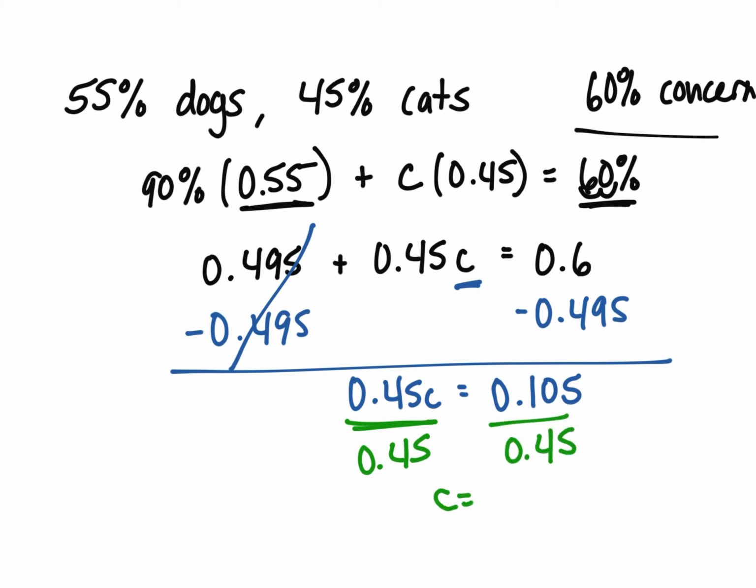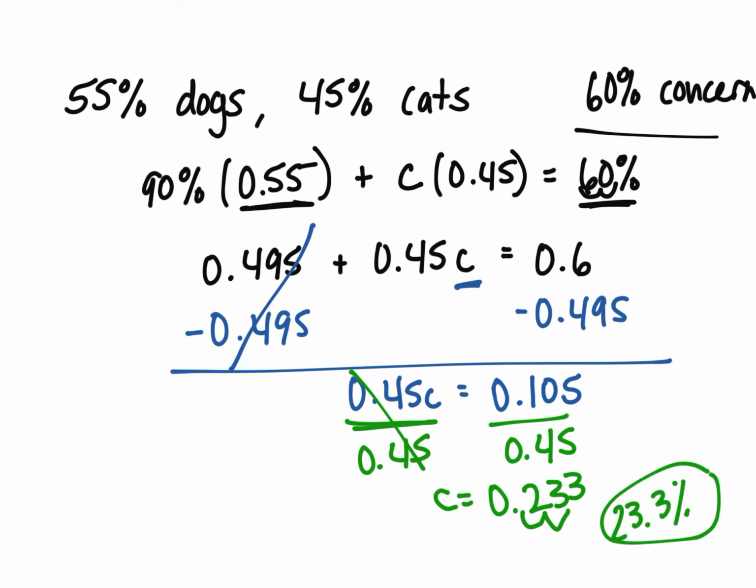And C is equal to 0.233, approximately. So to change this back to a percent, I move the decimal 2 spots to the right, which is 23.3% of the cats are brought in by concerned people.